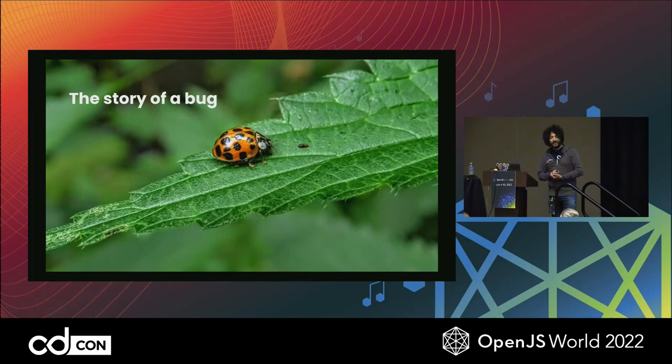And why is it a story of a bug? Well, because when I work on this stuff from time to time, people often ask me, can you just do a talk or a blog in which you describe how you fix certain performance issues. And that's the idea from where this talk came to be. So when I was thinking of what to present here at OpenJS World, I thought, let's bring some real world performance improvement and describe how I did certain fixes.